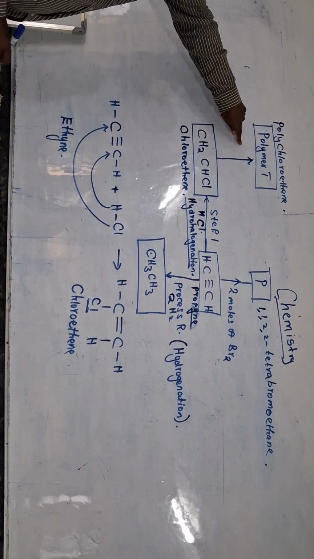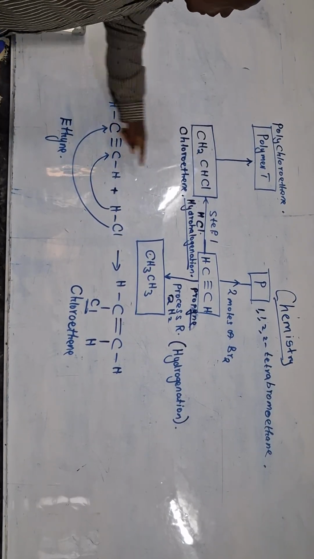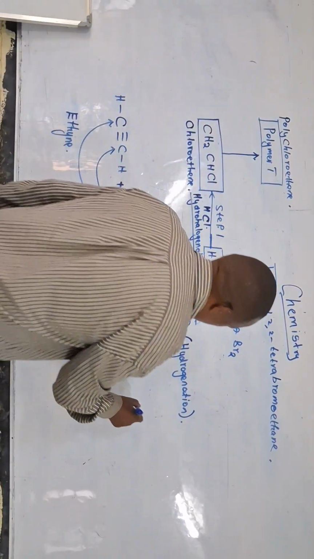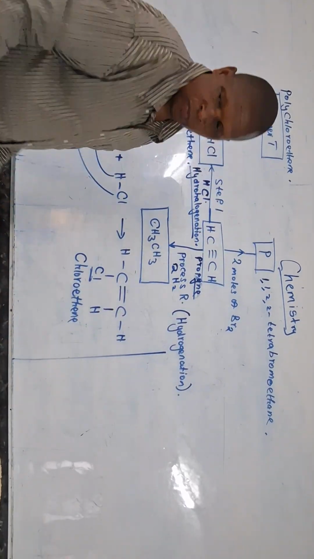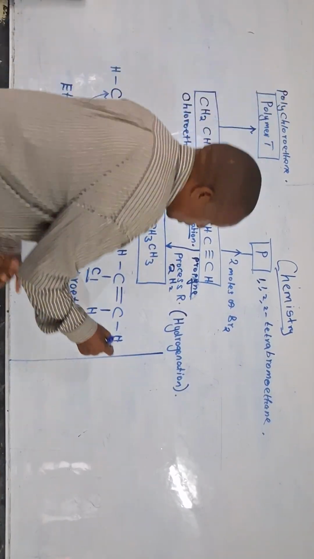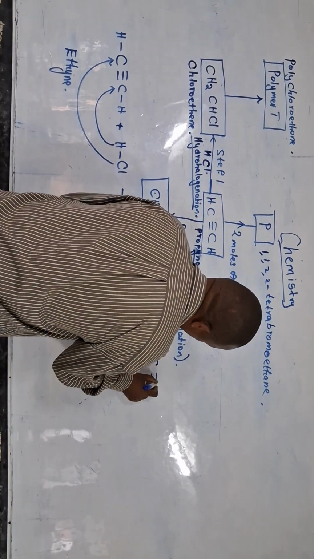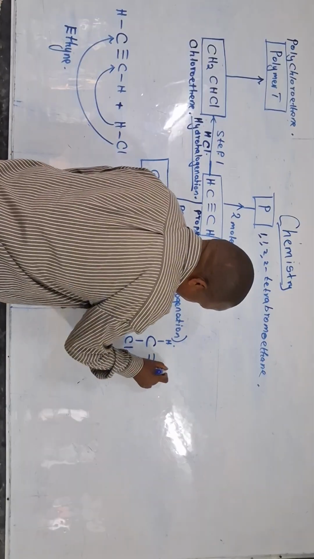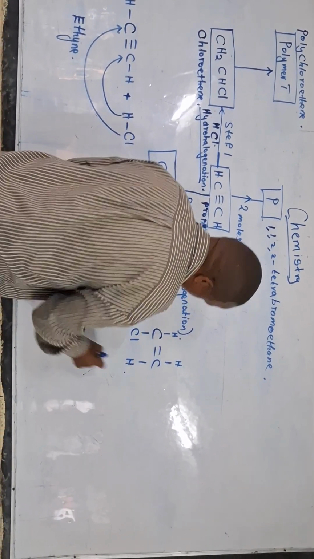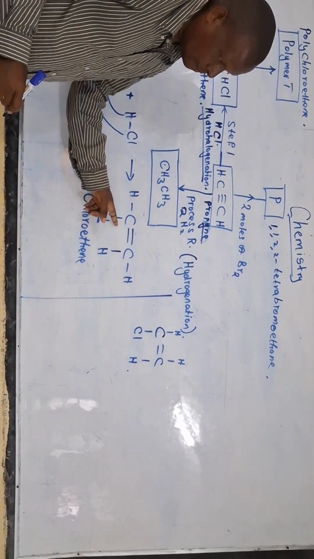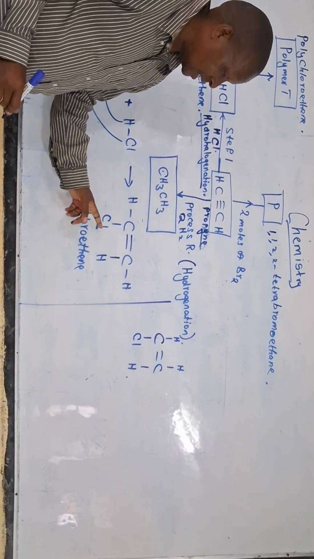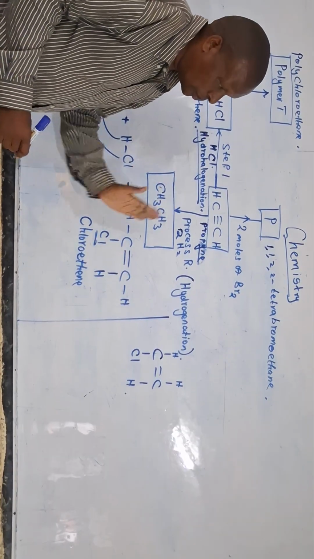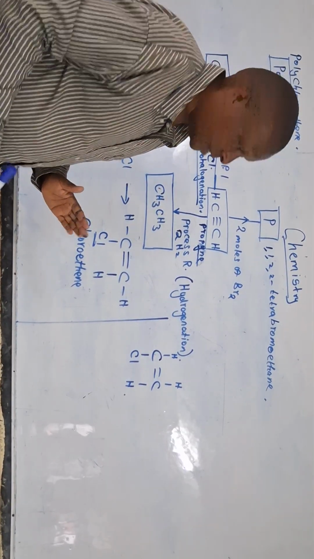Then we come to polymer T. How is polymer T, which is polychloroethene, being formed? You start from ethene, our product here. So we draw it like this: carbon, double bond, carbon, and then hydrogen. Then we draw chlorine, then here hydrogen, and then here hydrogen. So this structure and this structure are the same. Only that I've taken this hydrogen up here and this one up here, so that it is easy for me to show how it is being bonded.